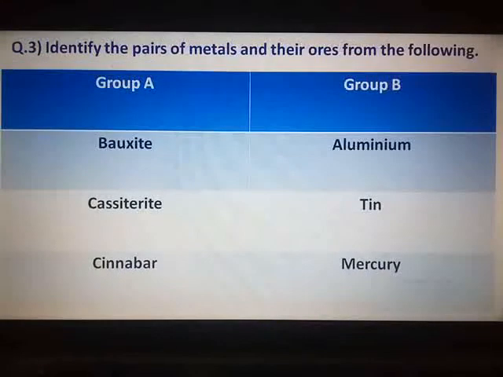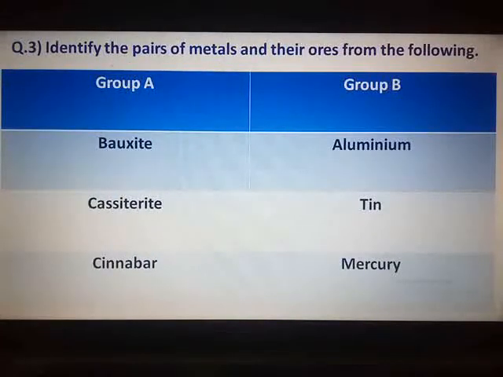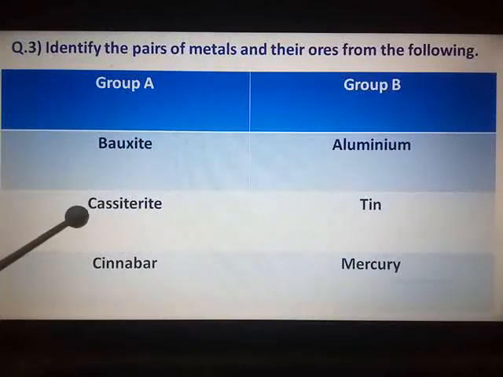Question number 3 again, identify the pairs of metals and their ores from the following. Bauxite is the ore of aluminium, cassiterite is the ore of tin and cinnabar is the ore for the metal mercury. Very simple, they can even be asked as name the following in the exam or MCQs. Cassiterite is an ore of dash metal and different names will be given. You have to select tin, that is the correct answer. With this we complete up to question number 3.